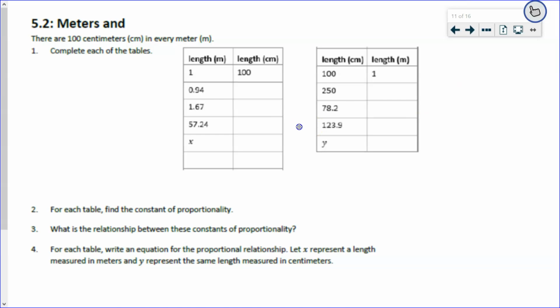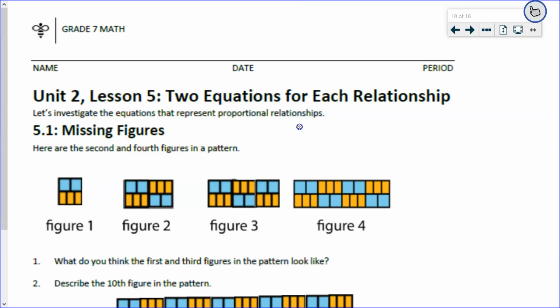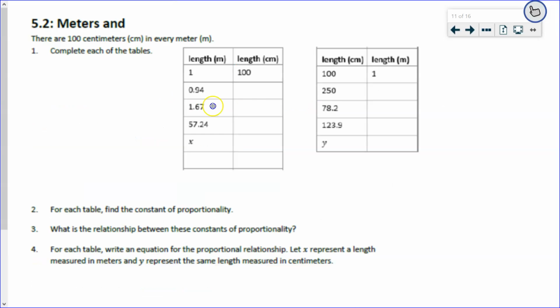Again, remember this lesson is called 2 equations for each relationship. Our last couple lessons have been on finding equations. And now we're going to look at the same relationship 2 different ways and see that we can write 2 equations. We've seen problems like this before where we're comparing centimeters and meters. So we start with the information that there are 100 centimeters in every meter, and that is the information that has been placed into the table for us.